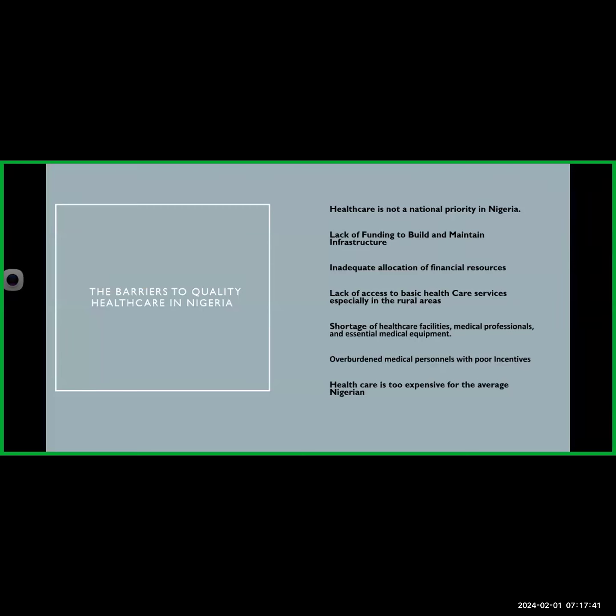So the barriers to quality health care: one is that healthcare is not a national priority here in Nigeria, because according to WHO ranking, among 191 countries, we rank 187. We're only 4 spots away from the bottom. Then there's lack of funding to build and maintain health infrastructure. The available health infrastructure is not even sufficient to meet the needs of the vast and growing Nigerian population. Again, there's low funding from various tiers of government, which has led to inadequate health infrastructure facilities.